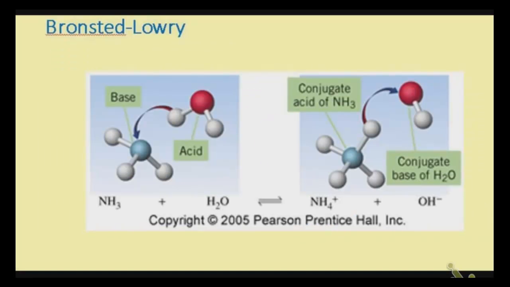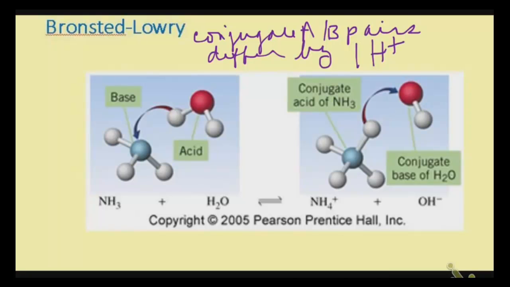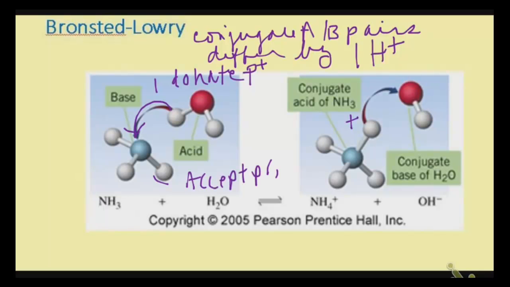Okay, so let's talk a little bit about a Bronsted-Lowry acid. Bronsted-Lowry acids and bases form conjugate acid-base pairs that differ by one hydrogen, and an acid is considered a proton donor. You can look here, we have this water that donates a proton to this base, which is NH3. And a base is considered to be something that accepts a proton. So in this case, the ammonia is acting as the base, accepting it.